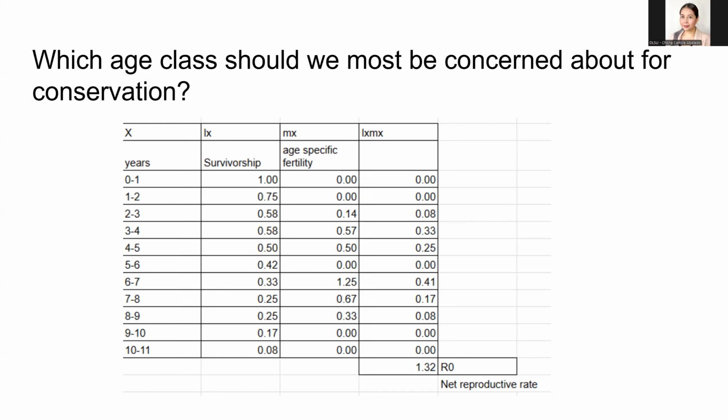So if these age groups experience high mortality, let's say due to overharvesting o kaya habitat loss, whatever kind of environmental stress, so population growth may decline. Okay? So conservation efforts should reduce mortality before and during peak reproductive years to ensure individuals reach reproductive maturity and contribute to the next generation.